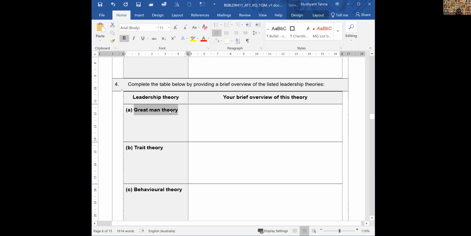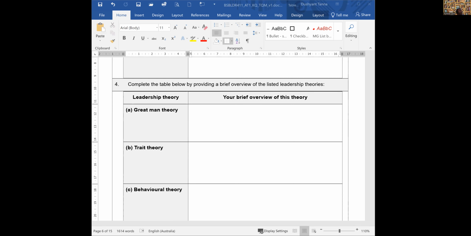Let me see if I can find more information about great man theory. Like I said to Peter once, if someone knows everything after God, it is Mr. Google. I just typed in great man theory in Google and here comes the article. It says the great man theory of leadership states that some people are born with the necessary attributes that set them apart from the others.